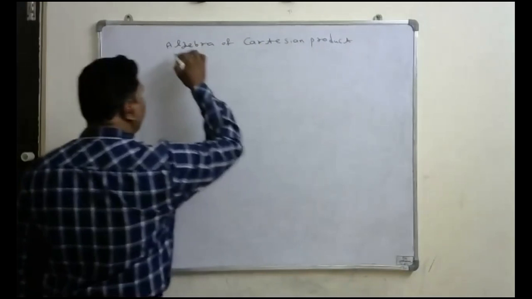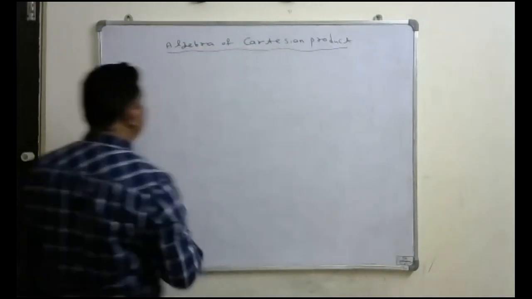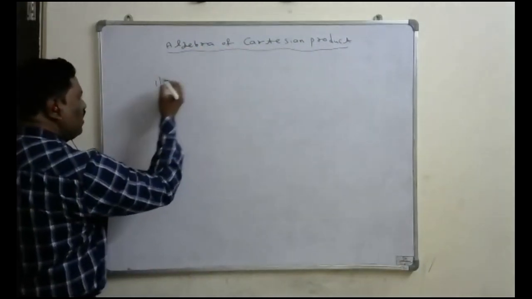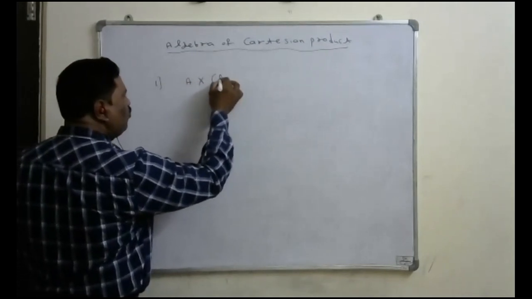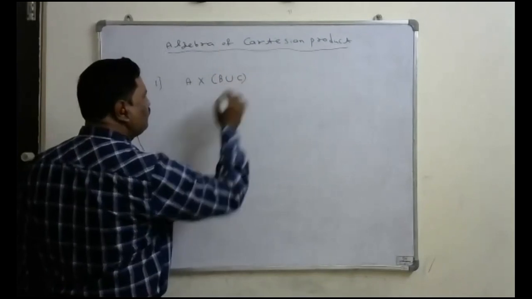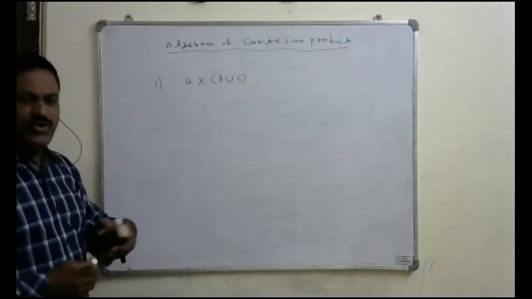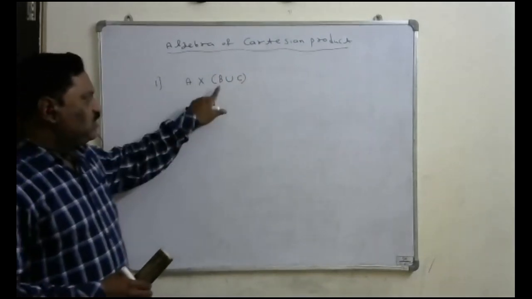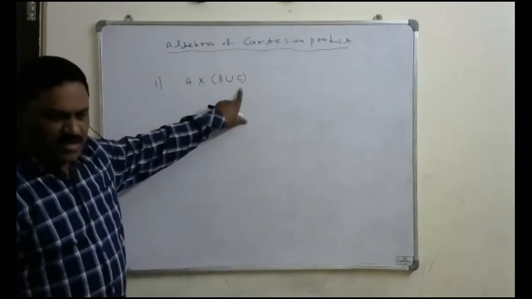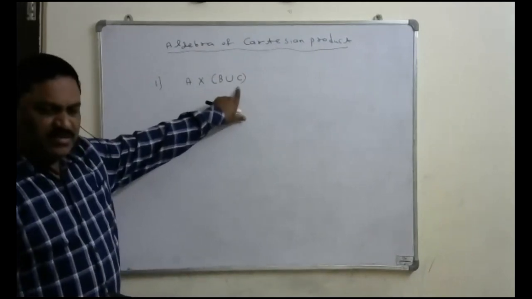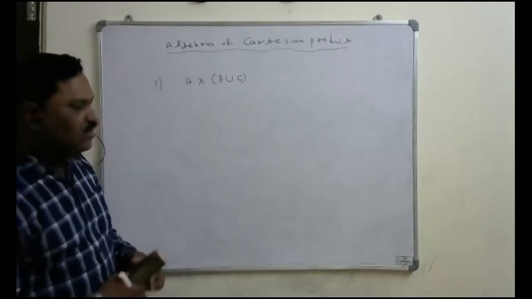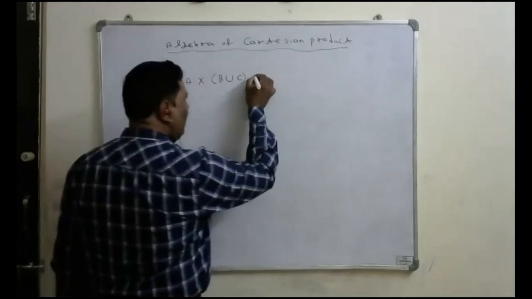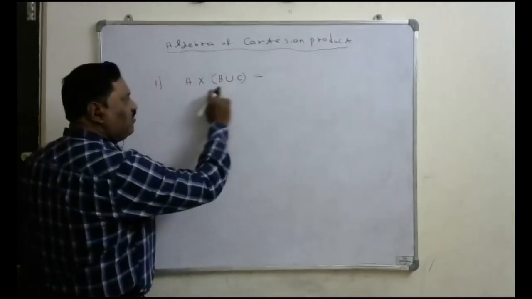Algebra of Cartesian product. You just have to remember this formula. The first formula: suppose A is one set, and we want to find A cross B union C, where B is one set and C is another set. First you have to find B union C, then find the cross product of A and B union C. Directly you can multiply that.